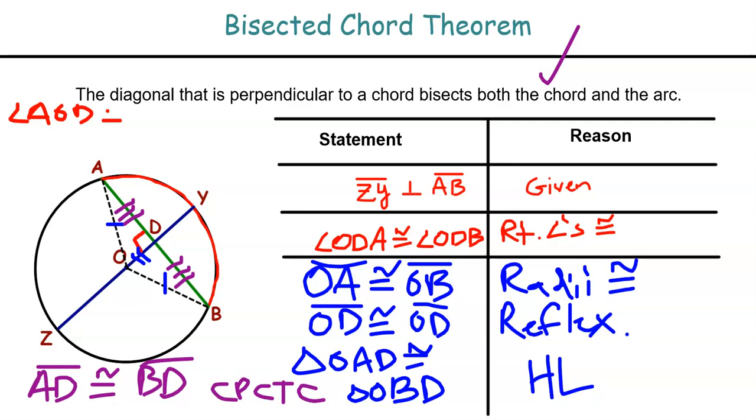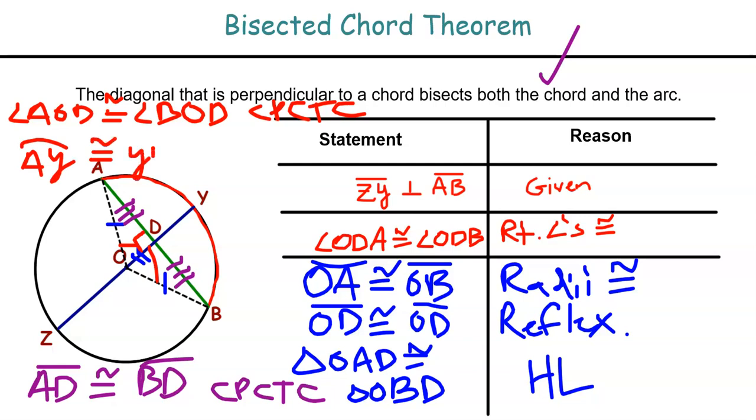is congruent to angle BOD, also by CPCTC, our favorite application of congruent triangles. And because those two angles are congruent and they are both central angles, we know that the arcs that come from those central angles are congruent, so therefore arc AY is congruent to arc YB. And that's the congruent arcs theorem.